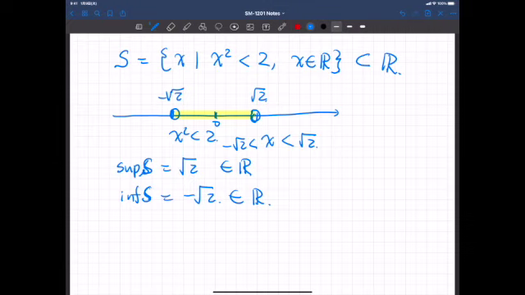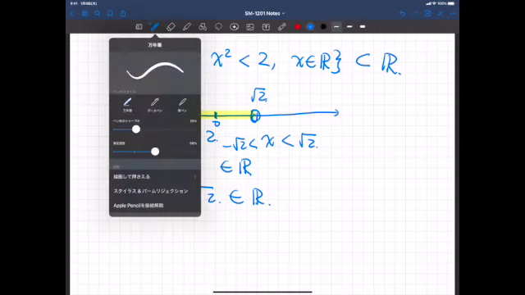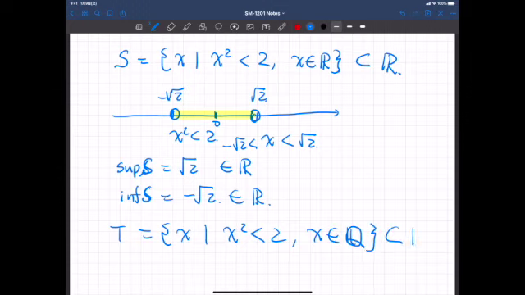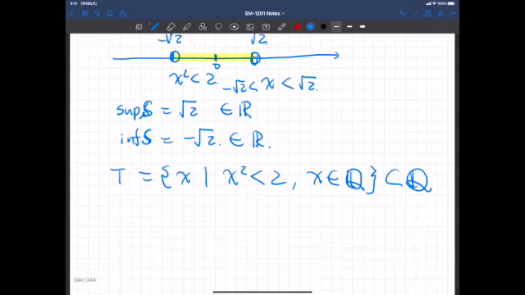But if we consider, let's say, a subset of rational numbers, so x squared is less than 2 and x are all rational numbers. So this is a subset of rational numbers.